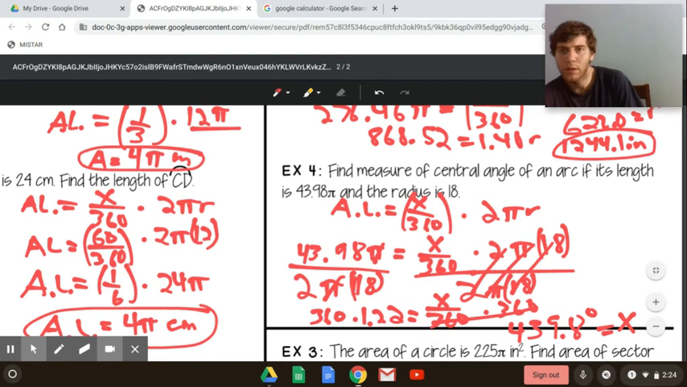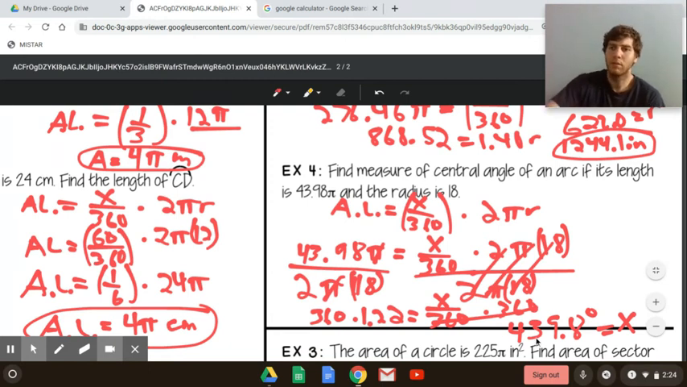So we probably shouldn't get a central angle that's large. It should be less than 360. So let's look and see if we did anything wrong. So 43.98 pi equals x over 360 times 2 pi times 18. That's 36 pi. So we divide both sides by 36 pi and multiply by 360. So that's good. It's just the numbers are very weird for that problem, whoever made it up.